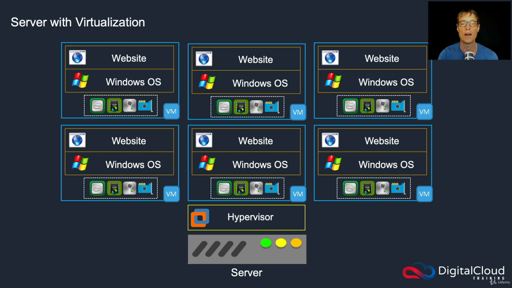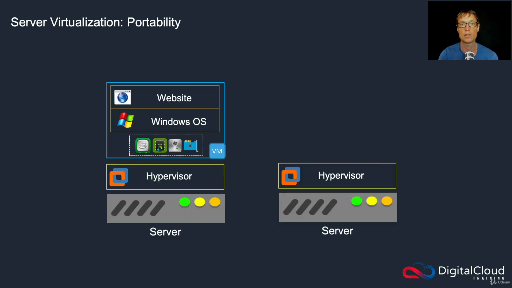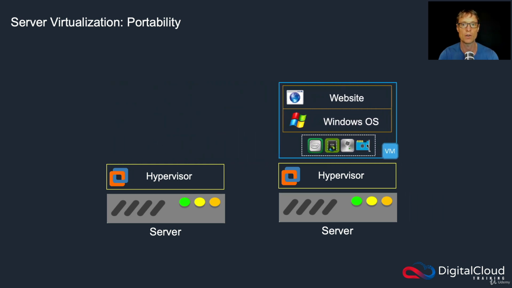Another benefit of virtualization is portability. So any one of those individual virtual machines can quite easily be moved across to another underlying physical server because it's virtual. So for example, if you just stop a virtual machine and then start it again, it can start up on a different host. So it can be on a different physical platform.